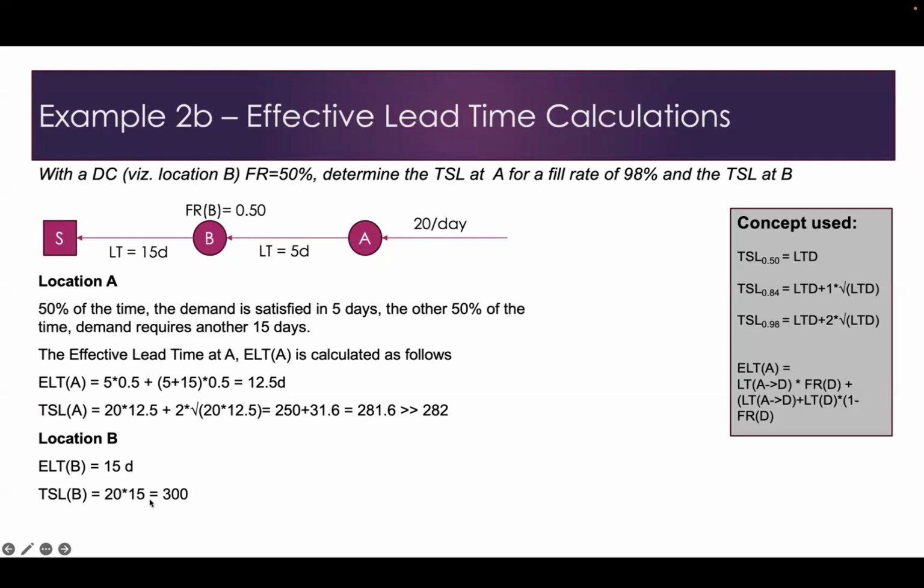So your TSLB is 20 times 15. This is the formula in this gray box here. So it's your lead time demand. Does everybody get that? For B, it's 300. That's what I'm going to stock here to be at a 50% fill rate. And for A, it's 282. Everybody kind of sort of get that? Yes. Yeah. Got it. Okay.